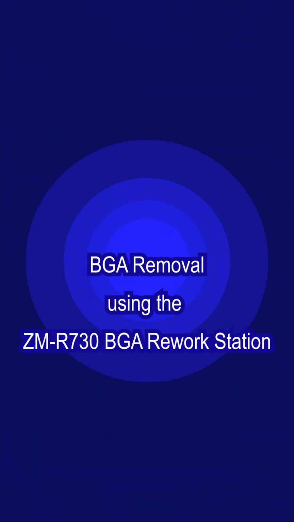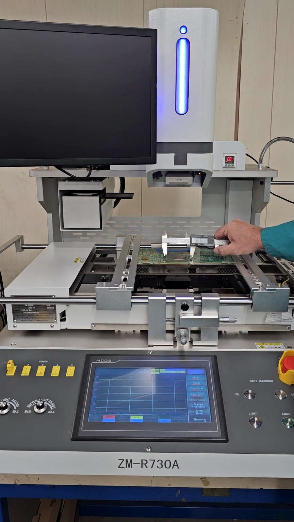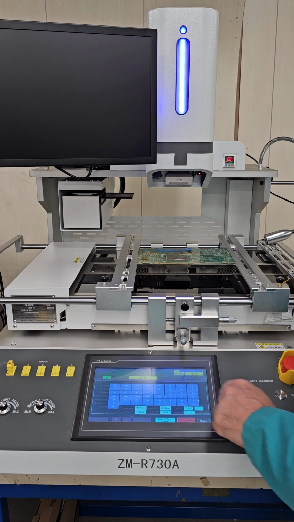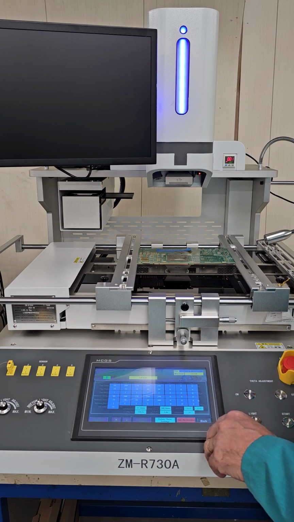In today's video, we're going to remove a 52 millimeter BGA component from the circuit board. What I normally do is measure my component with a micrometer. It's 52 millimeters. I'm going to go to my temp setting, and for this board, we're going to use the lead free profile.